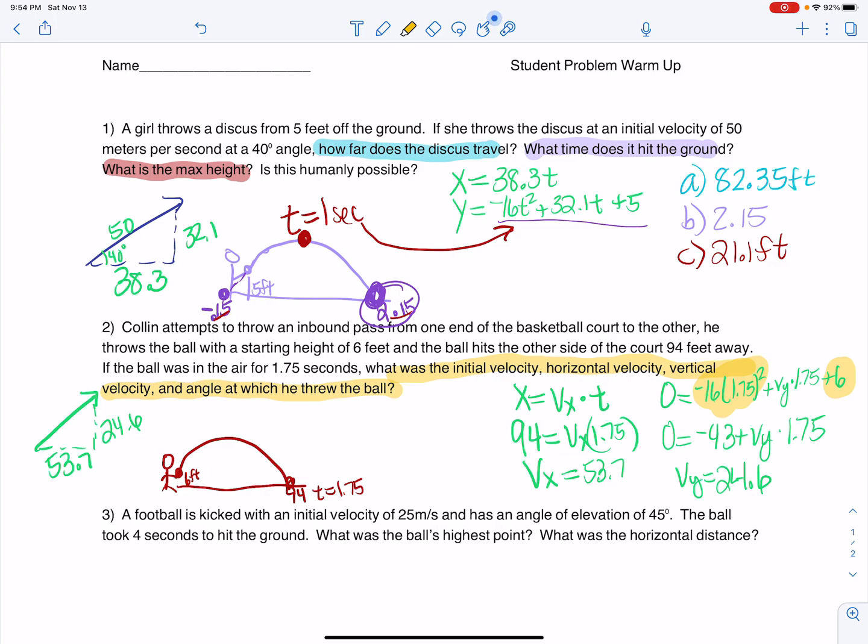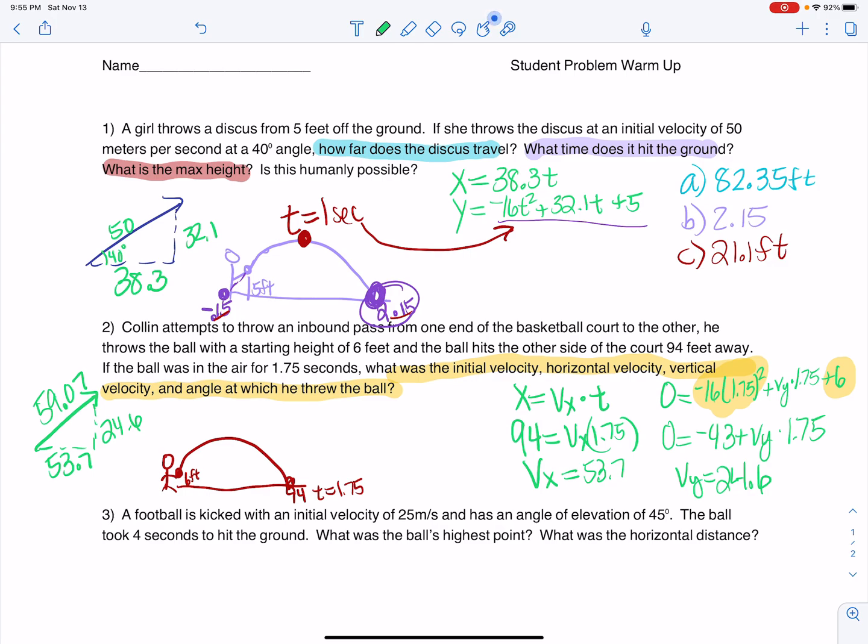Sorry, my calculator, it's like 10 o'clock on a Saturday night, so I can't work my calculator. So 59.07, I guess. It's fine if you rounded that.